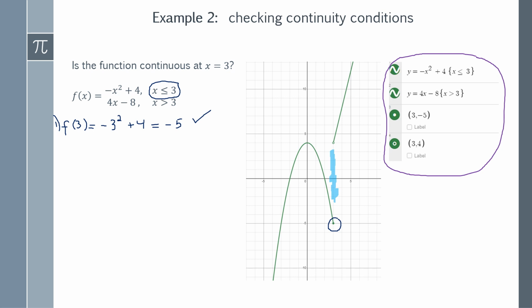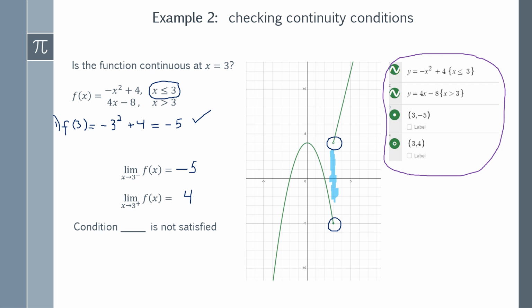Okay, once you check the first condition, let's move on to the next one. And that one was saying, does the limit exist? Well, let's see. The limit of this function as x goes to 3 from the left is negative 5. From the right, it is something different. It is 4. We can see it on the graph right here. Okay, we know how to compute those type of limits.